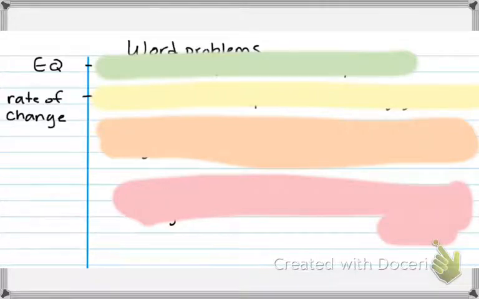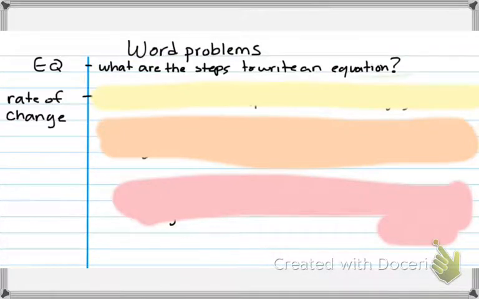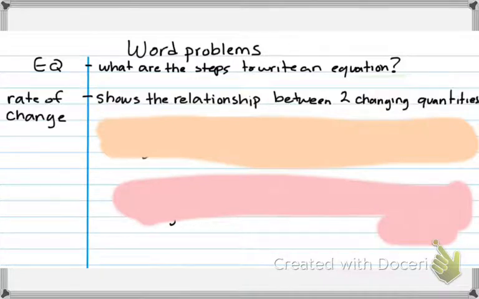Today we're going to be talking about slope-intercept form word problems. Our essential question for today is, what are the steps to write an equation? The rate of change, let's go ahead and talk about that again. It shows the relationship between two changing quantities.